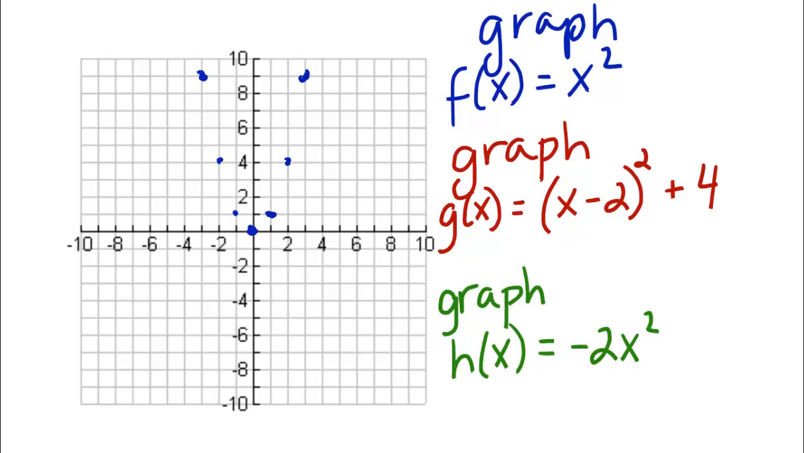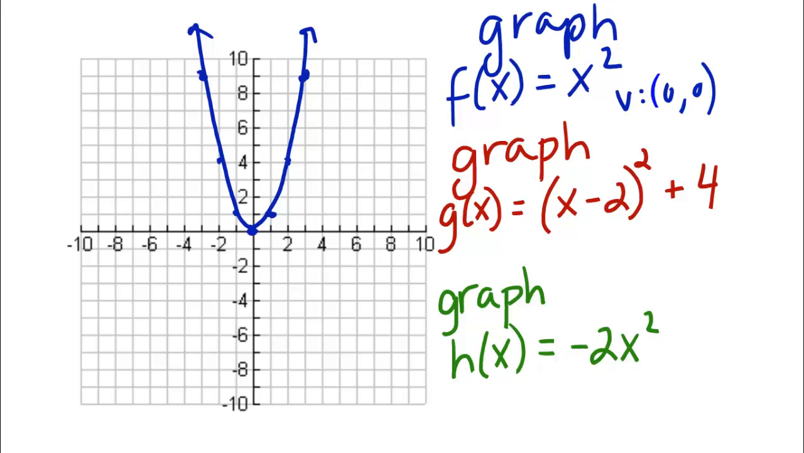You've probably seen a graph of f of x equals x squared before, but I just wanted to graph that first so we could have a parent function to work off of, so we can graph the next couple functions as well. So there's our blue function. Notice the vertex of that parabola. We have a lowest point. Our vertex is at 0, 0.